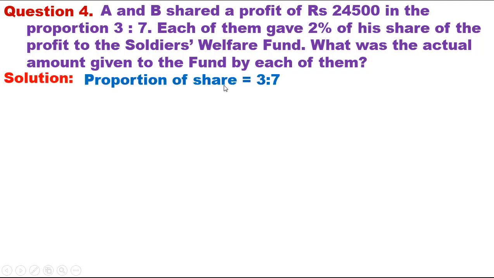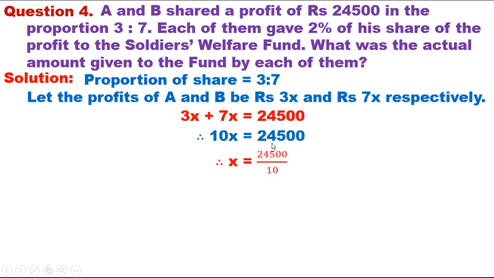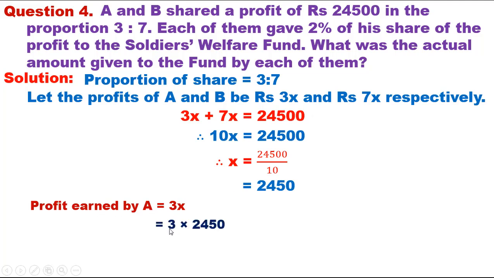Solution. Proportion of the share is equal to 3:7. Let the profits of A and B be 3x and 7x respectively. 3x plus 7x is equal to 24,500. 10x is equal to 24,500. Therefore x is equal to 24,500 divided by 10 is equal to 2,450. Profit earned by A is equal to thrice x, 3 into 2,450 is equal to 7,350.